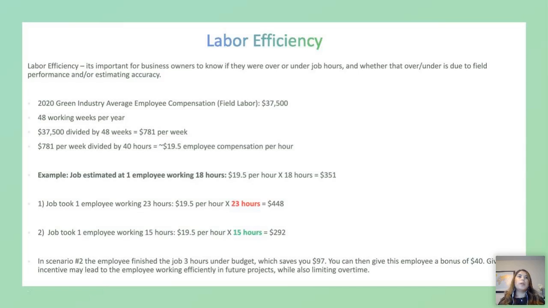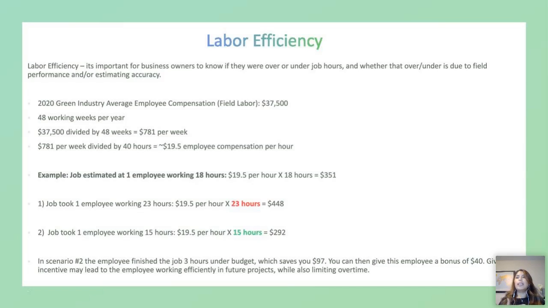So for 2020, the green industry average employee compensation for field labor was $37,000. We have 48 working weeks per year. You have your $37,000 divided by the 48 weeks. We get $781 per week. Divided by 40 hours, that leaves us with $19.5 per hour per employee.